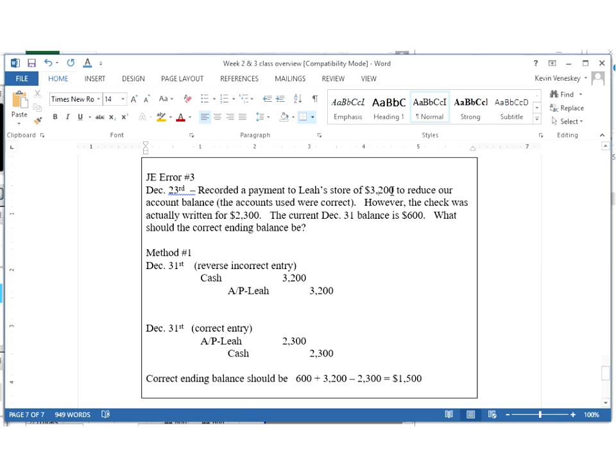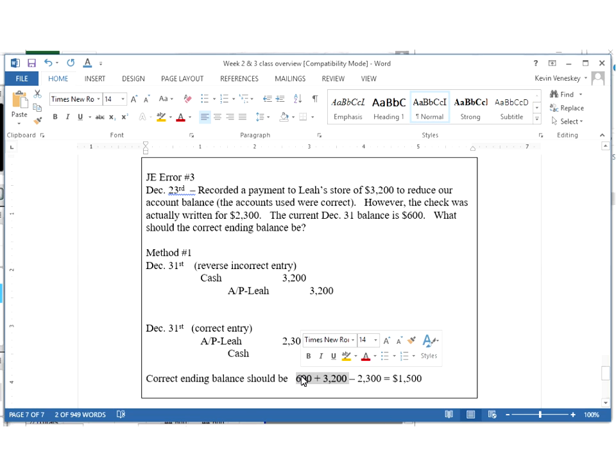So we would have debited our account payable to Leah for $3,200. And why did we get a reduction of our debt? It was because we paid cash. So our cash would have gone down by $3,200. Well, now I want to go ahead and reverse that. And so instead of crediting my cash, I want to go ahead and put it back in my cash, raise my cash back up, put that amount back on account to Leah, the $3,200.